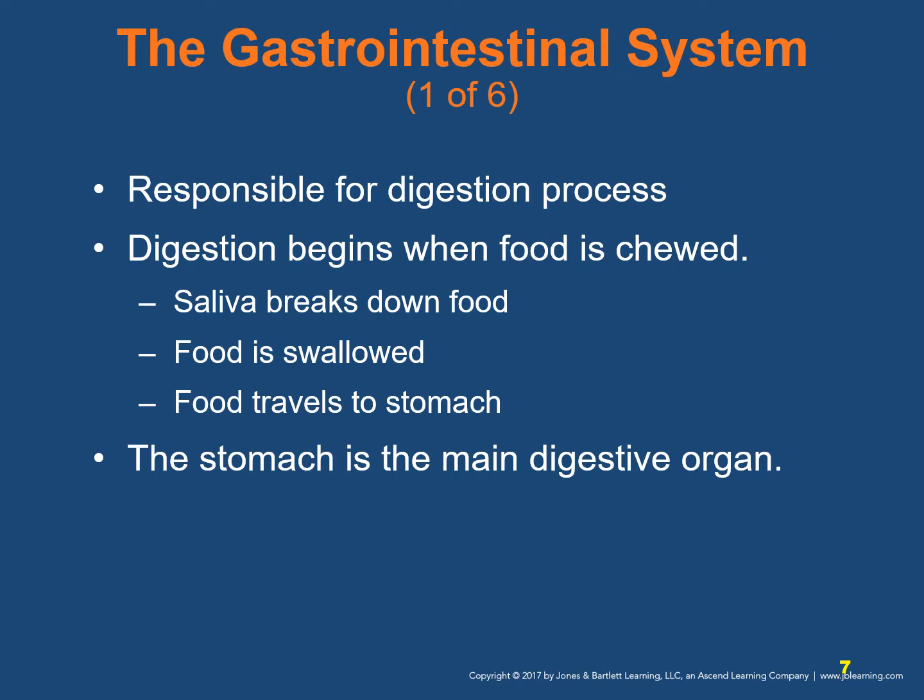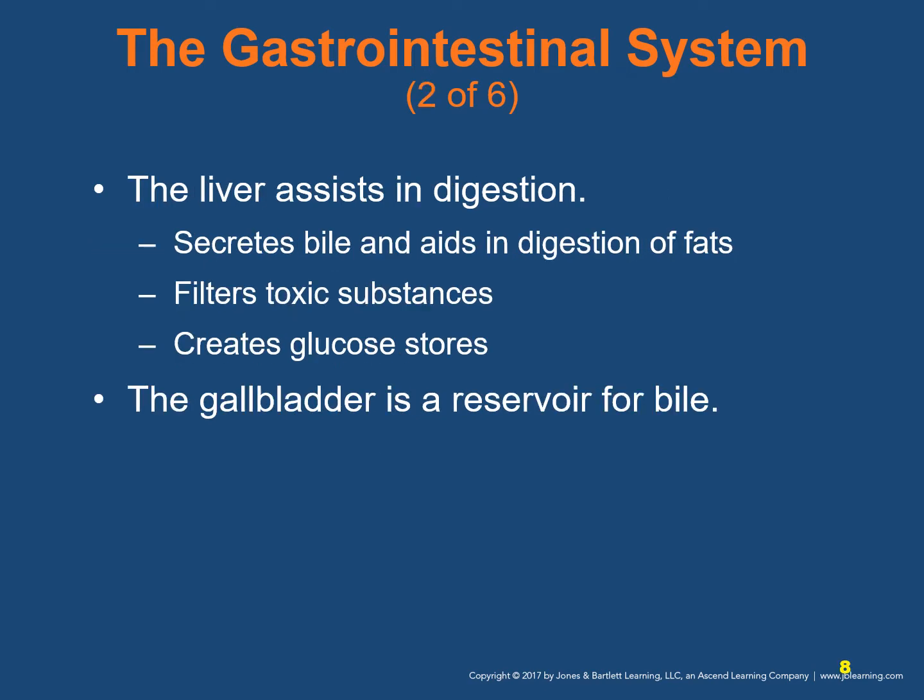The stomach is the main organ of the digestive system. In it, the gastric juices that are contained in the stomach break down food. The liver assists in digestion. It secretes bile, which aids in the digestion of fats. The liver also filters toxic substances produced by the process of digestion. It creates glucose stores and also produces substances necessary for blood clotting and immune function. The gallbladder is a reservoir for bile.